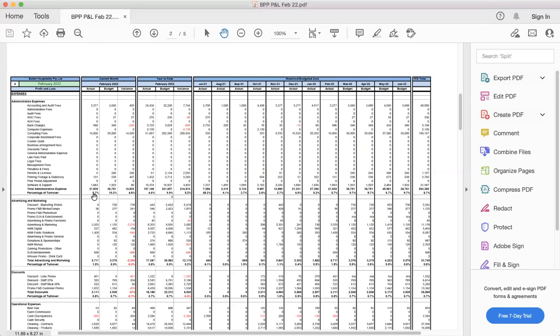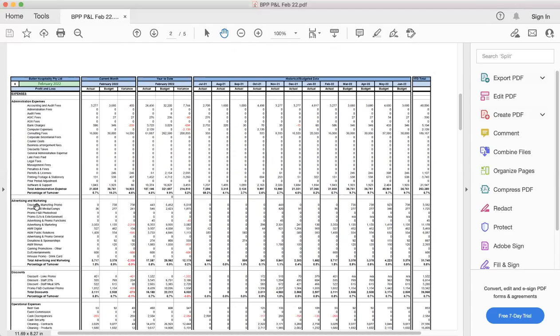We're looking at admin expenses for the month of February. We can see that the percentage of turnover was 5.7% against a budget of 10.2. So we've underspent in this category by 4.6%. Again, an easy way to look at this is in the cents in the dollar scheme. So for every dollar we receive, we're spending 5.7 cents on admin expenses.